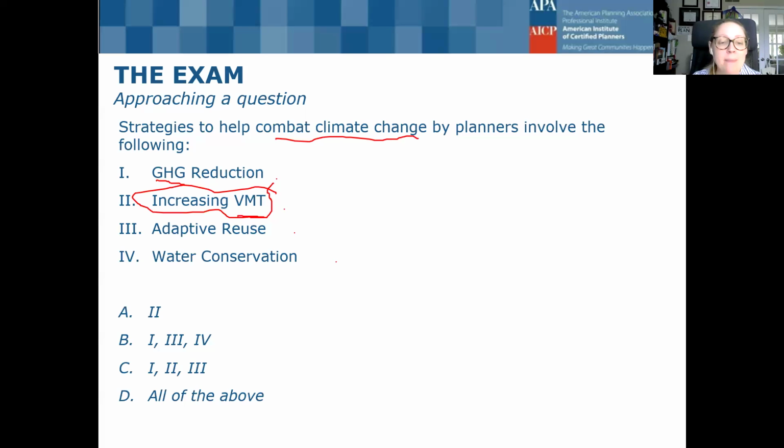So right away, I'm going to X out any answers that have the 2 in them. And then all of a sudden, holy moly, I didn't even have to do anything else. I already found my answer. So then you can always triple check yourself if you're like, well, maybe increasing vehicle miles traveled does help. You just look at the other ones: greenhouse gas reduction, absolutely. Adaptive reuse, of course. Water conservation, naturally. So that kind of gives you the, oh yeah, it is most definitely B.